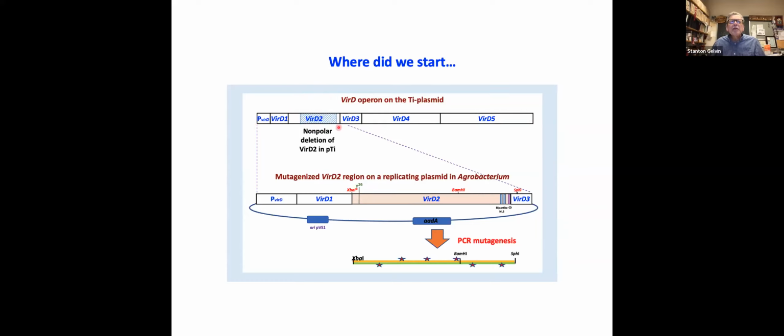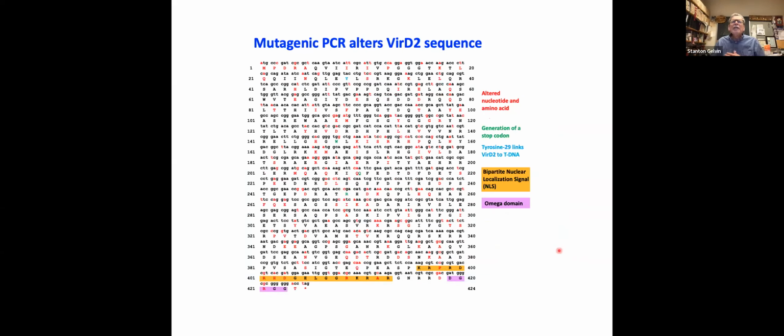Then what we did was we took this region here and put it on another plasmid that has the promoter for virD1 and virD2. And then we used mutagenic PCR to make random mutations all over the place in this VirD2 gene. And we sequenced more than 1,000 of these random mutants. And this is what we found.